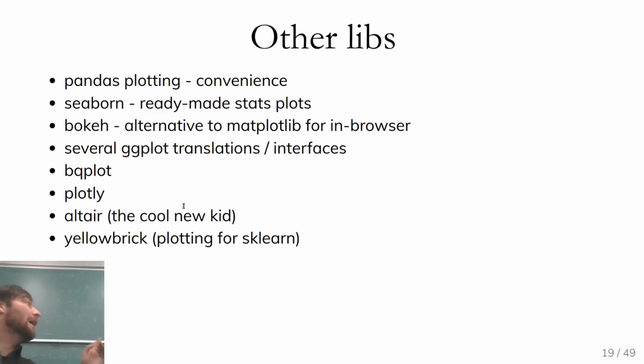And finally, I wanted to mention Yellowbrick. Yellowbrick again is also built on top of Matplotlib. They have some tools for plotting stuff in scikit-learn. Scikit-learn estimators, like feature importances, and so on. So these are some helpful functions to do plots that are commonly done in machine learning with scikit-learn.